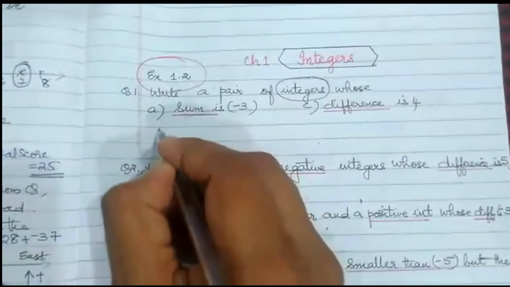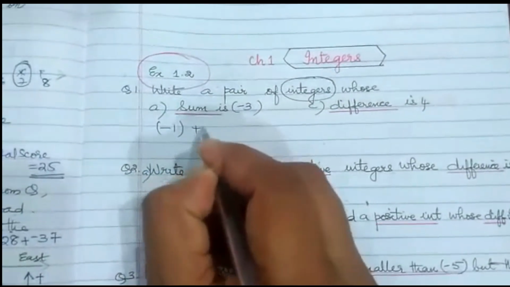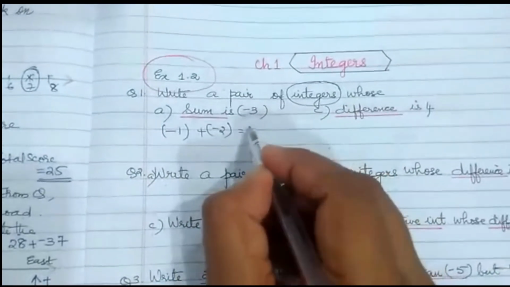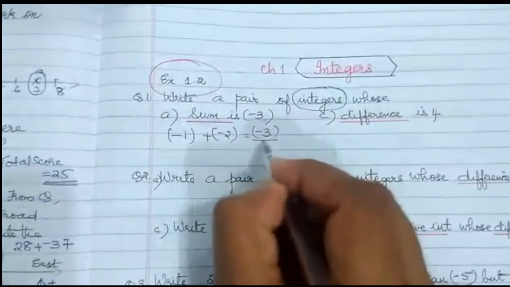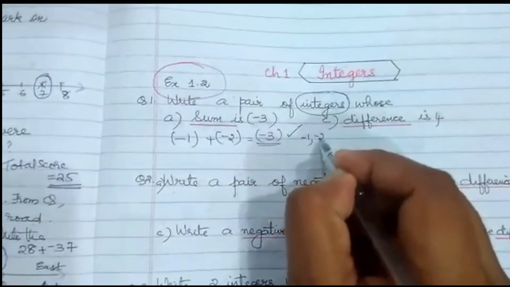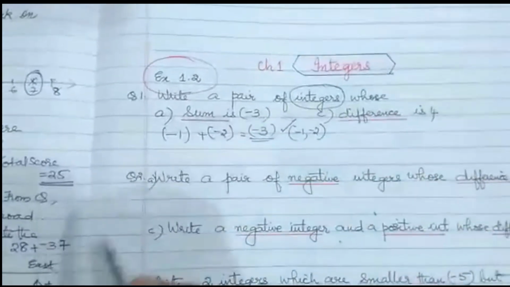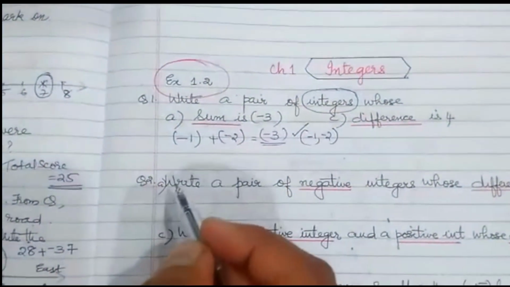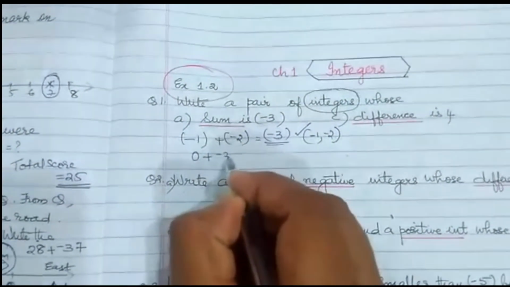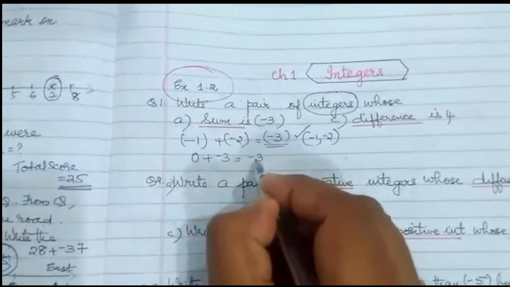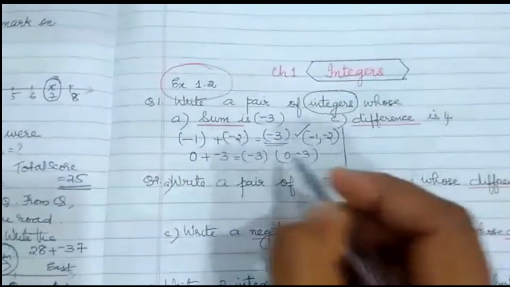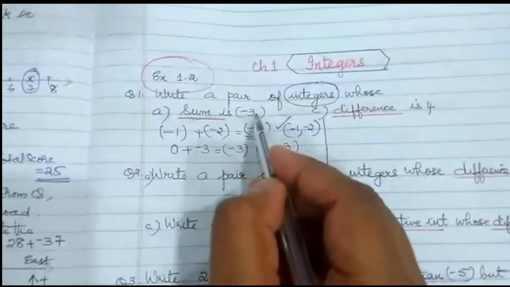Now, minus 1 plus minus 2 will give you two negative signs, it is minus 3. So the pair is minus 1 and minus 2. Put the pair within the bracket. Otherwise you can say 0. 0 is again an integer, plus minus 3. What is it? It is minus 3. So 0 and minus 3. Same way you can form many sets of integers whose sum is minus 3.